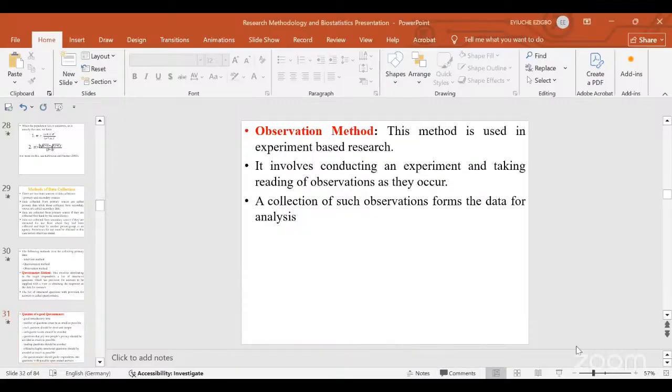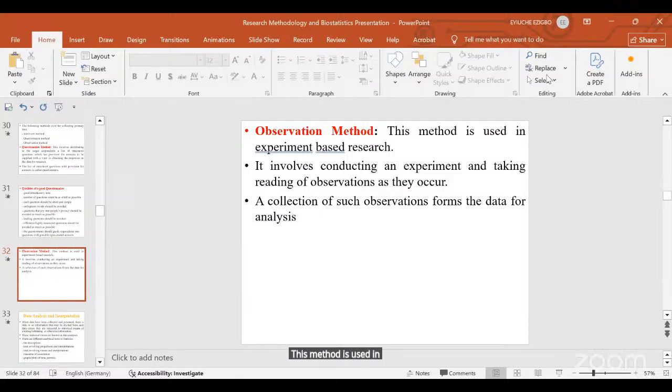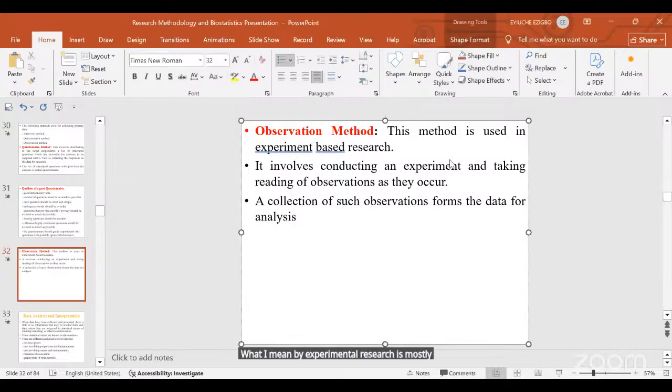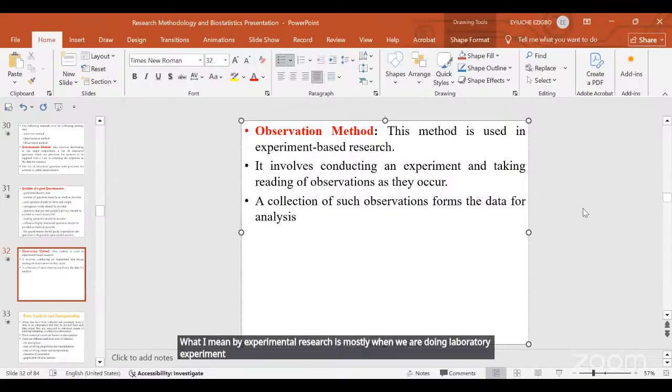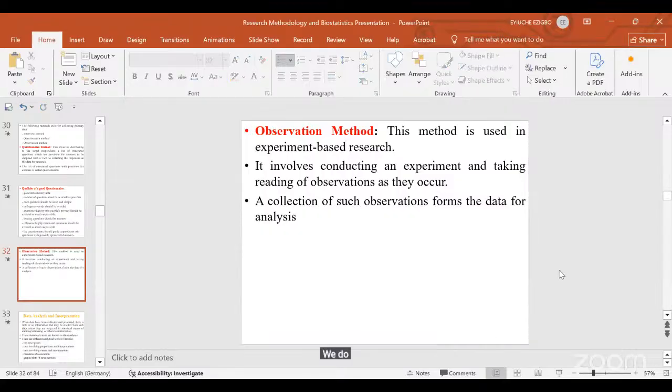This method is used in experiment-based research. What I mean by experiment-based research is mostly when we are doing laboratory experiment research, we do observation method. I hope it's understood. That is very clear. The only way to get information from a laboratory-based research is by what? Observation.